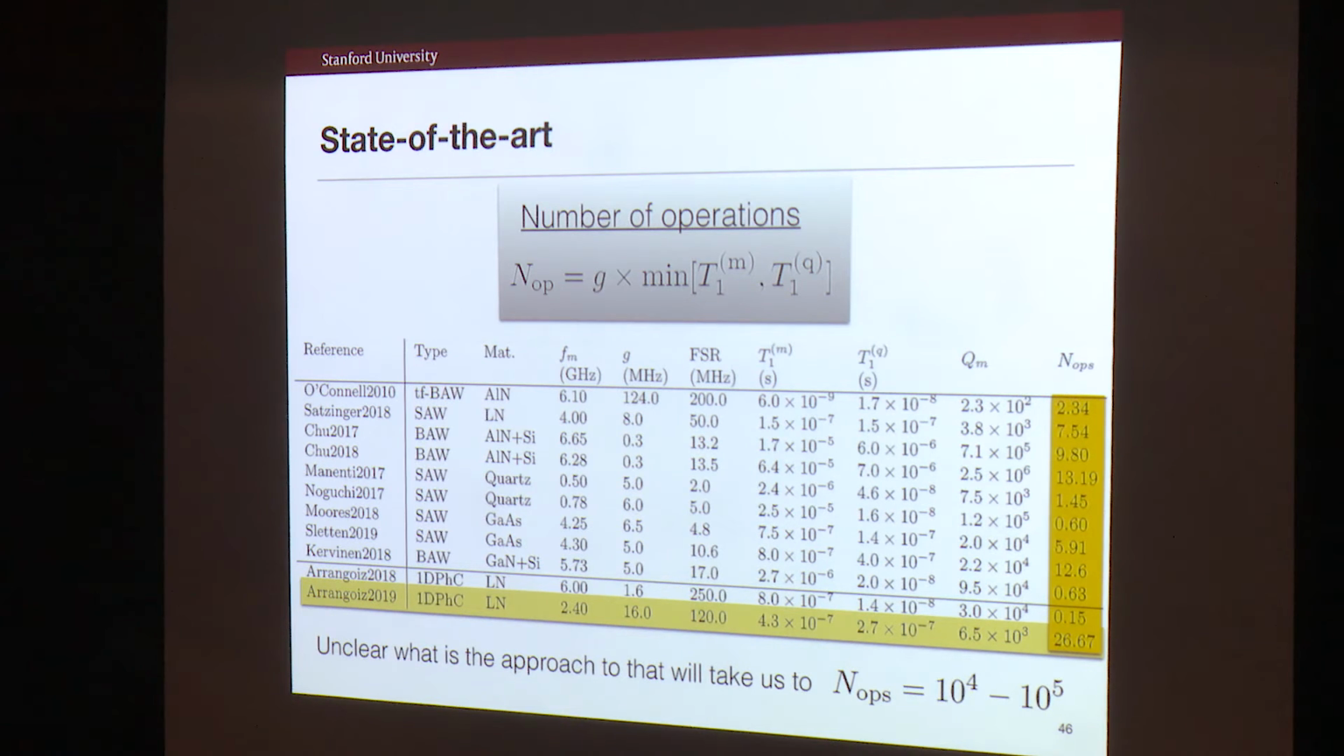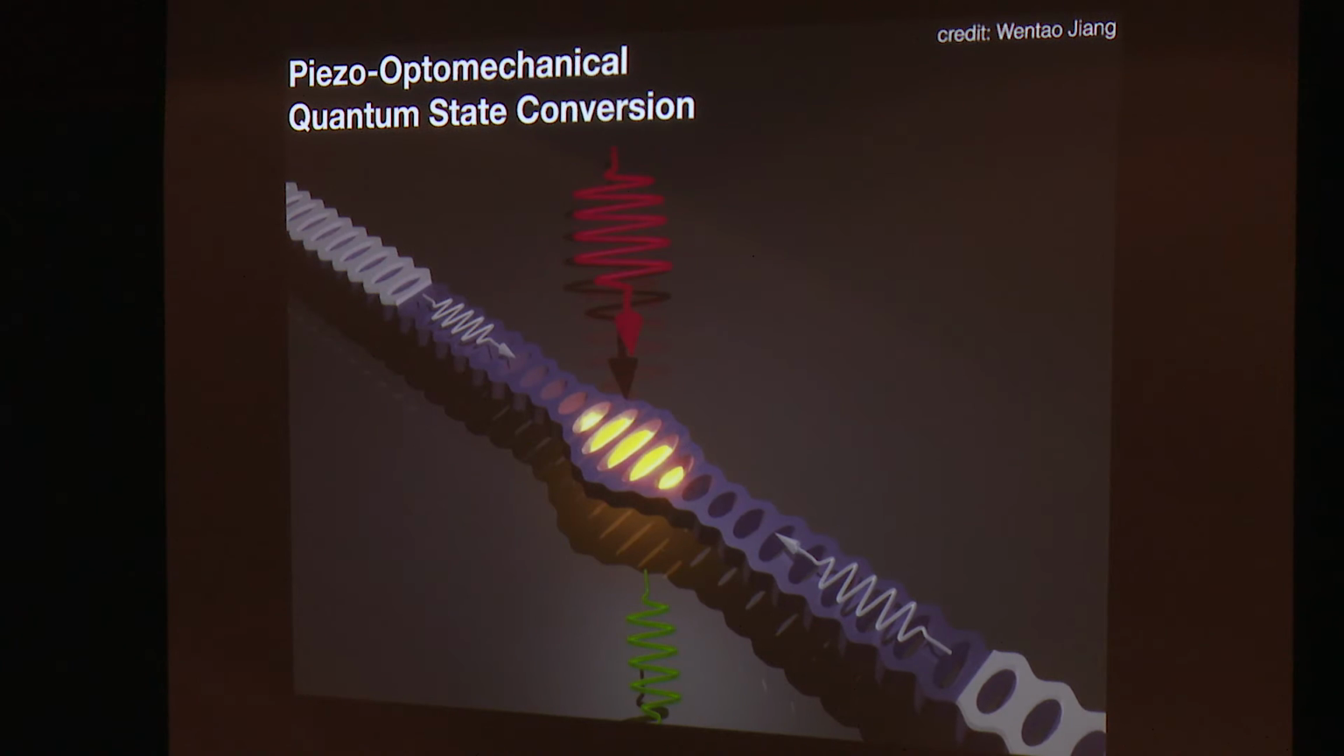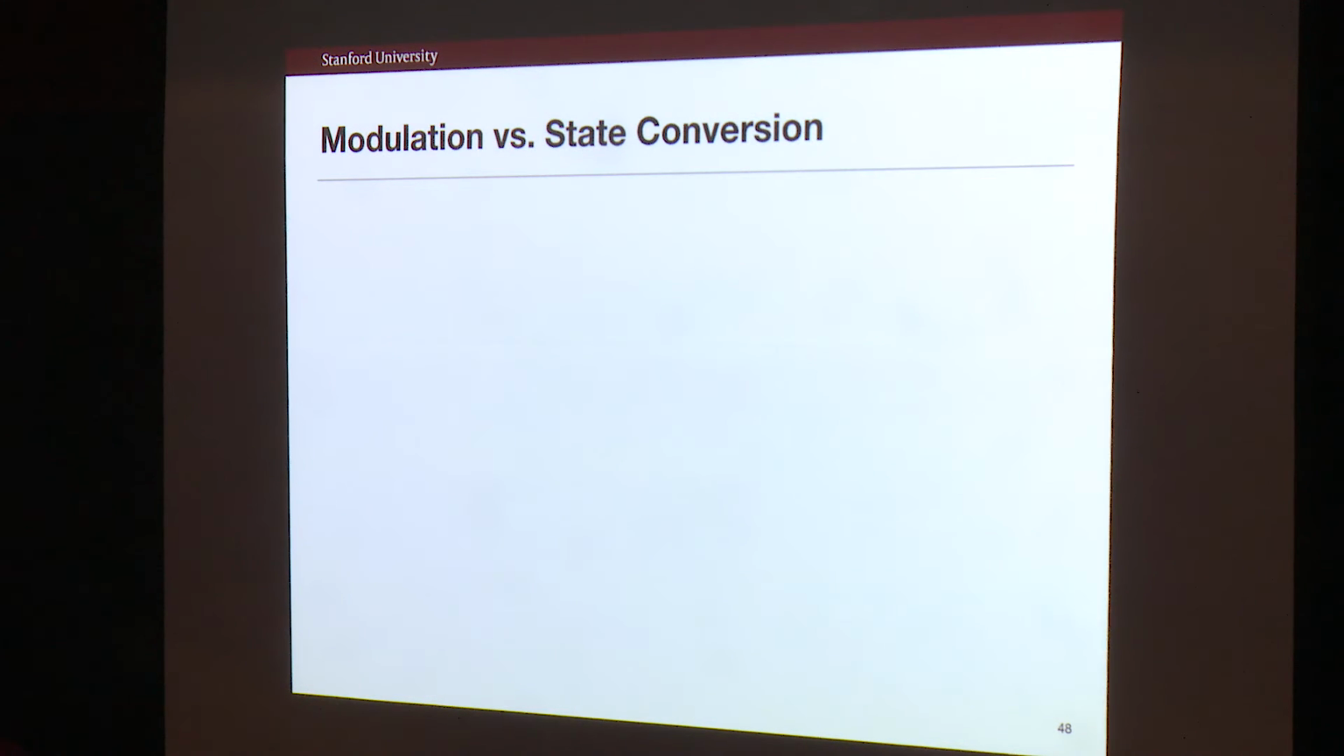Okay, so here's another beautiful artwork by Wentao, and I want to talk a little bit about the same type of structures, except we're using them for something else: transduction of microwave photons to optical photons. This is a representation of a photonic crystal made out of lithium niobate, and he's showing that microwaves come in, optics comes in, and optics goes out.